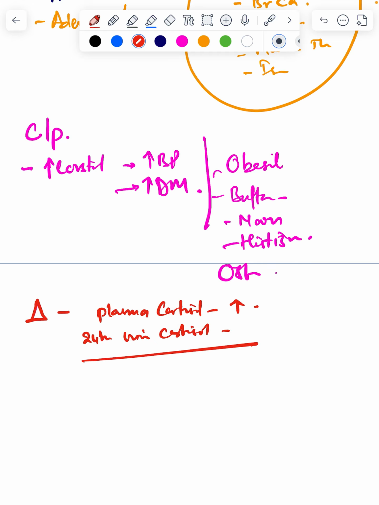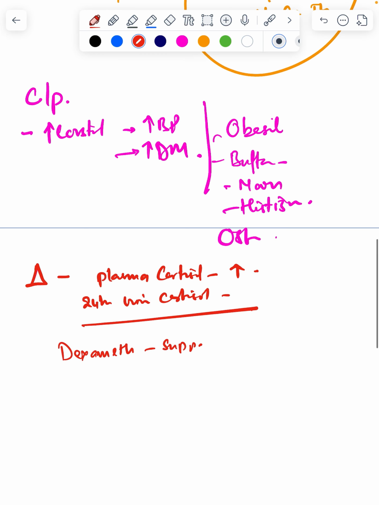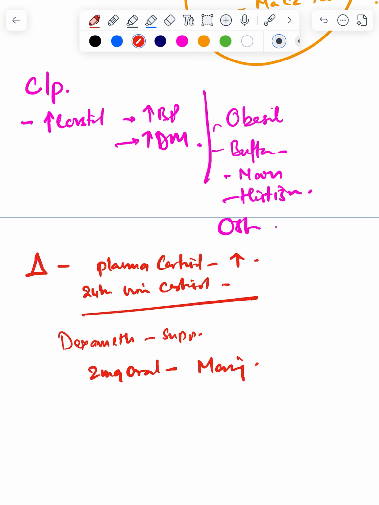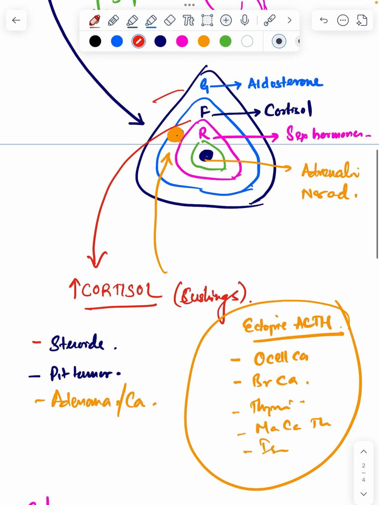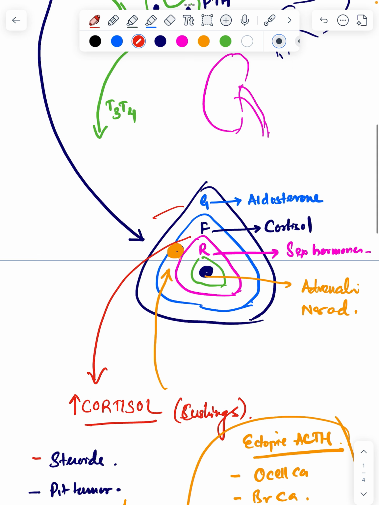One test is called dexamethasone suppression. What you do in this is, 2 milligram oral dexa is given, and morning cortisol is measured, and if there is no change, it means this has to be negative feedback. If you give dexa, it means this should stop.